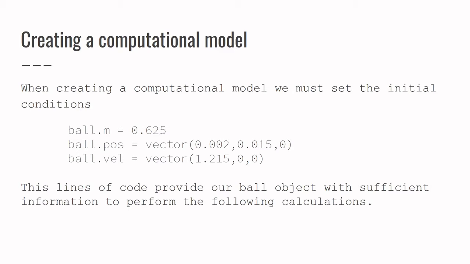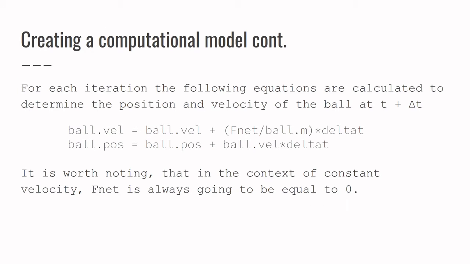So in creating the computational model, we had to set the initial conditions, and these are the lines of code that do that. To update the velocity and position of the ball, during each iteration of the loop, we have to calculate the new velocity and the new position. However, considering the net force in this situation is 0, the velocity remains the same, hence the constant velocity, and the position of the ball is just that velocity times delta t.